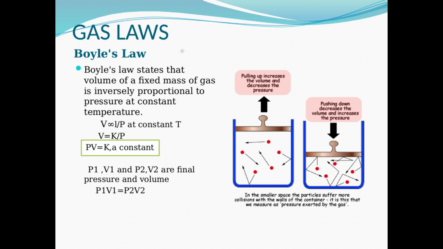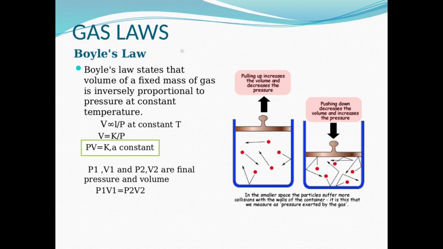Boyle's law, Charles' law, and Avogadro's law. What is Boyle's law? Boyle's law states that volume of a fixed mass of gas is inversely proportional to pressure at constant temperature. V is directly proportional to 1 by P at constant T. That is, V is equal to K into 1 by P. PV is equal to K at constant temperature. This is the expression for Boyle's law.